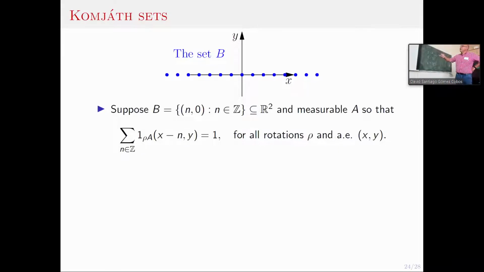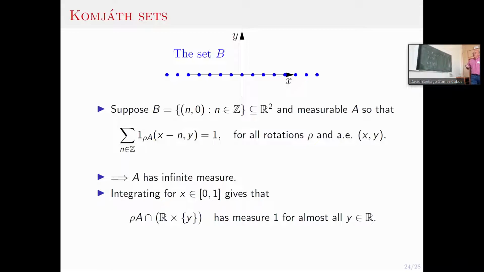This is the set of translates. It means that this sum is 1 for all rotations. Now this immediately implies that A has infinite measure, just to keep this in mind. But the important thing here is that if you integrate this from x equals 0 to 1, it's as if you're counting the measure of rho A along this line. And since for each x you read 1, you will get measure 1.